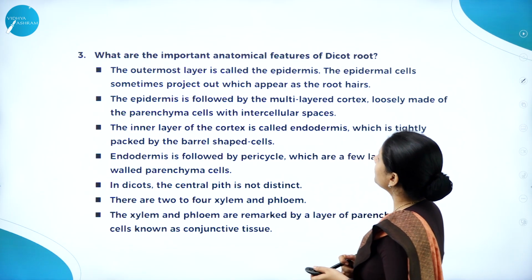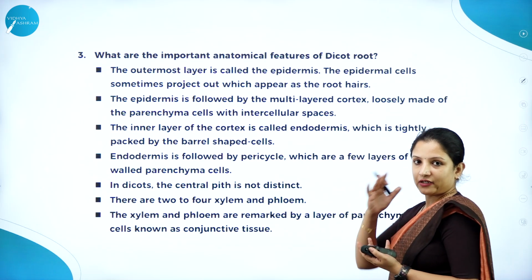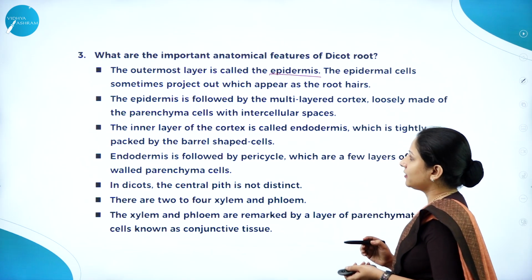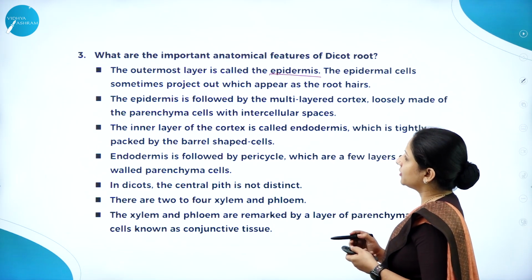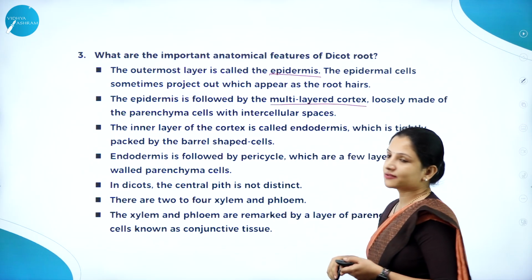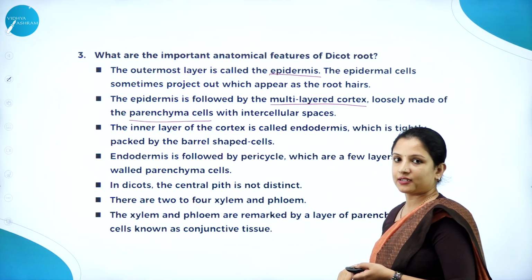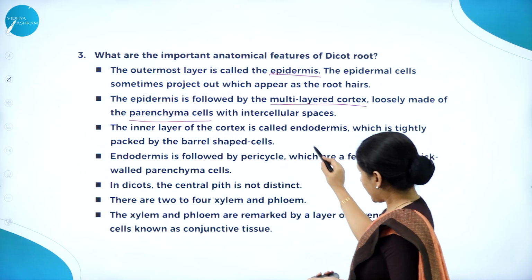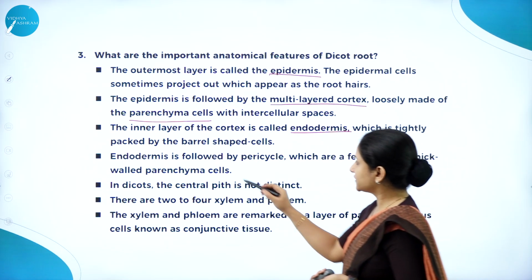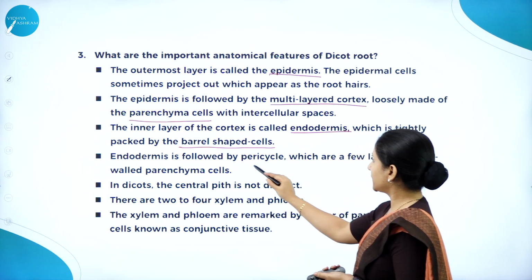Next question. What are the important anatomical features of dicot root? Right from the topmost layer, we have to write about the epidermis, and then we have to write about the multilayered cortex. What is that multilayered cortex made up of? It is made up of parenchyma cells with intercellular spaces, and we have to write about the endodermis. The endodermis is made up of what type of cells? Tightly packed barrel shaped cells.